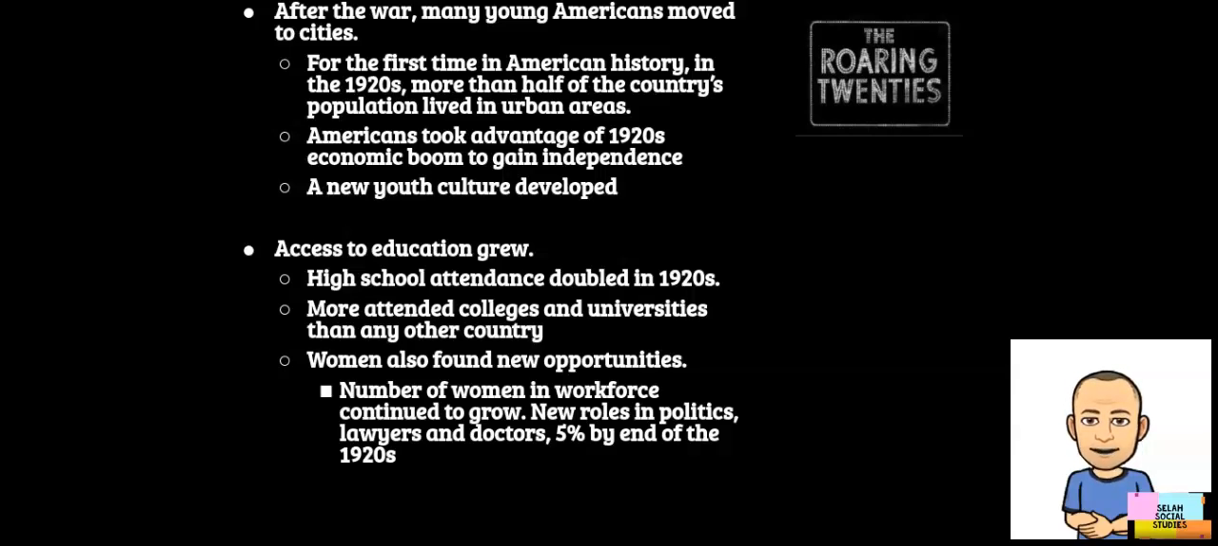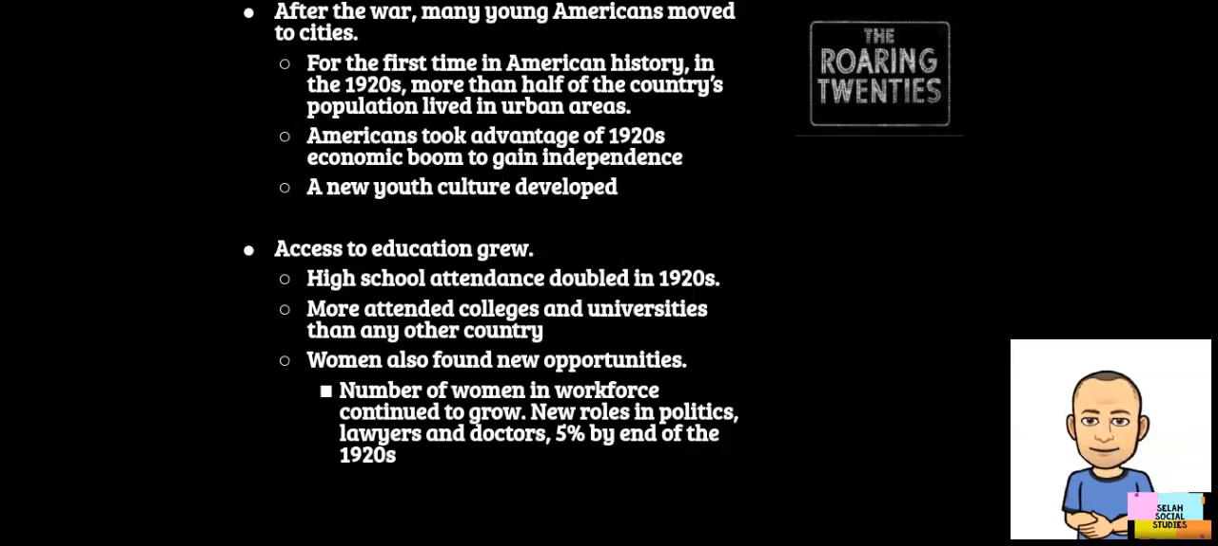With urbanization and wealth, Americans had more access to higher education as well. In the 1920s, high school attendance doubled, and more Americans attended colleges and universities than in any other country in the world. Women were also experiencing success, and the number of women in the workforce continued to grow. Women also sought new roles as lawyers, doctors, and politicians, and by the end of the 1920s, women made up 25% of the national workforce.